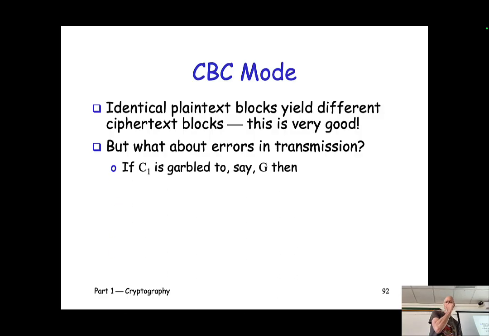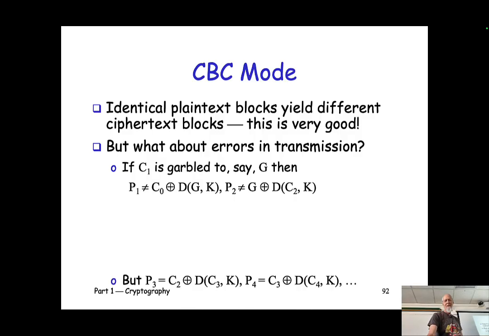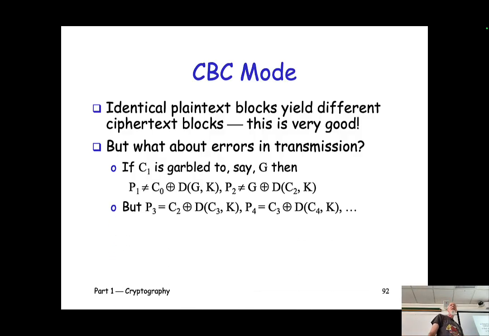What about errors in transmission? Let's suppose that ciphertext block C1 is garbled. It's something else, not C1. That's what Bob receives. He doesn't know, so he works with it and puts it into the process. C0 would be okay because we're assuming the IV and all that was fine. But when he decrypts, he doesn't get P1 here. When he decrypts the next one, he doesn't get P2 either. But then, magically, the rest of them are okay.